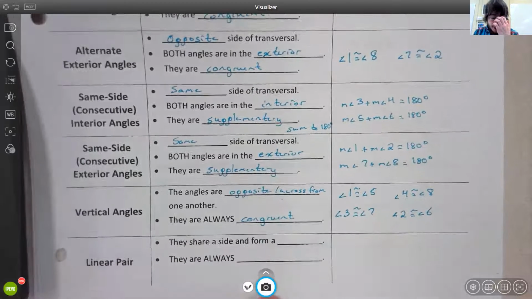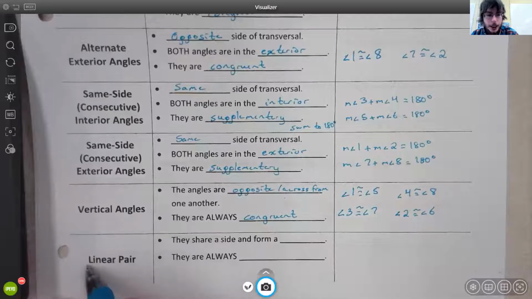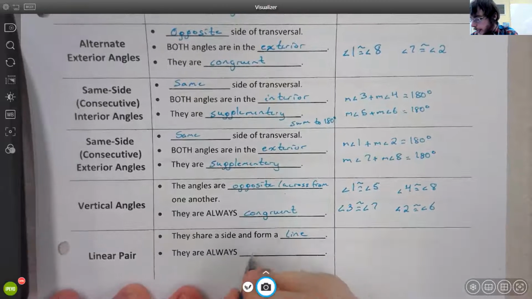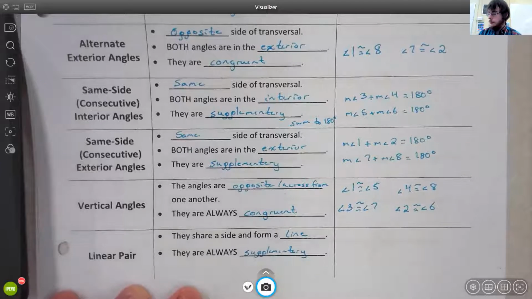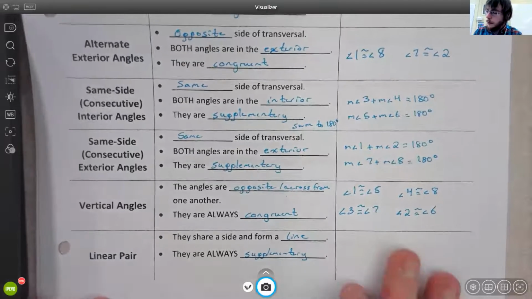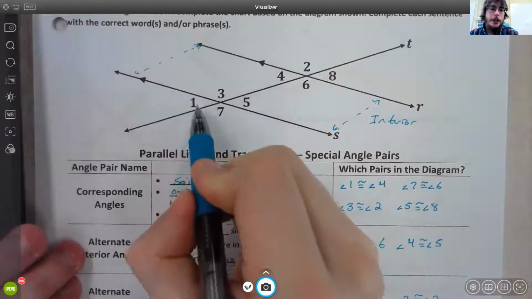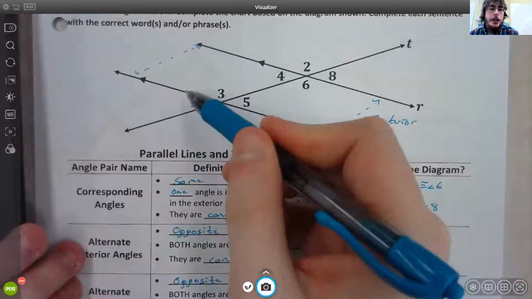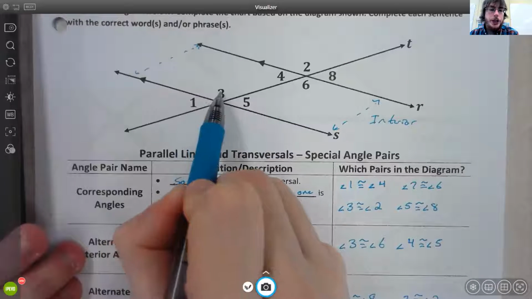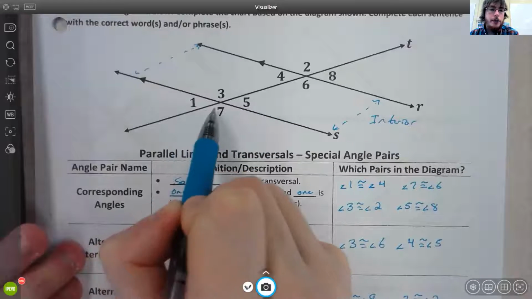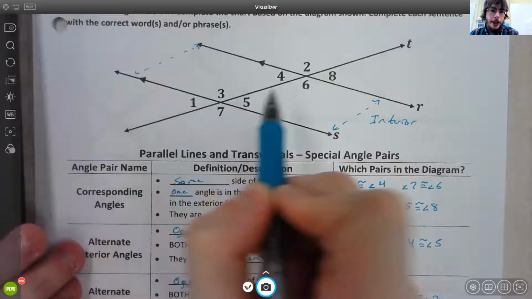And then finally, our last type of angle pair is a linear pair. And these, as the name implies, linear means line. They share a side and form a line. These angles are always supplementary. So if we look up here in our diagram, let's go back to angle 1. What angles share a side with angle 1? Well, we see angle 1 and 3 share a side, but we also see the angle 1 and 7. Both of those pairs are linear pairs.